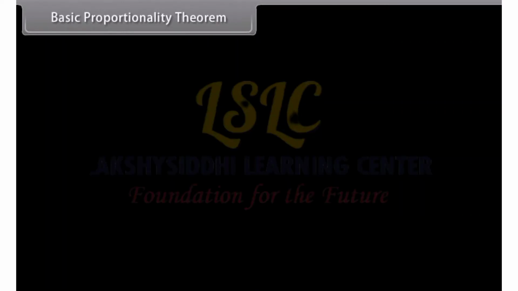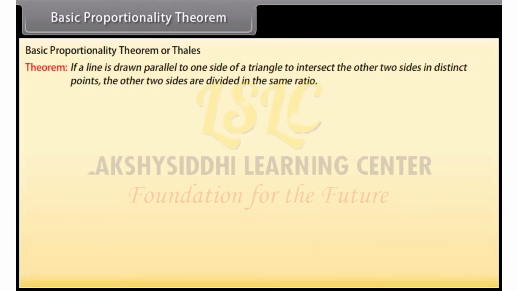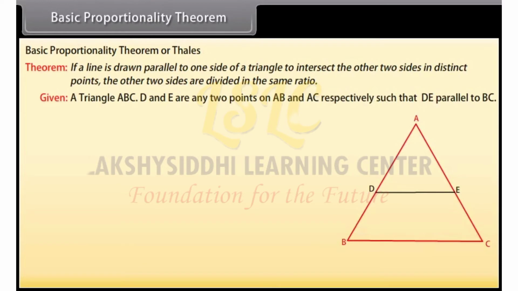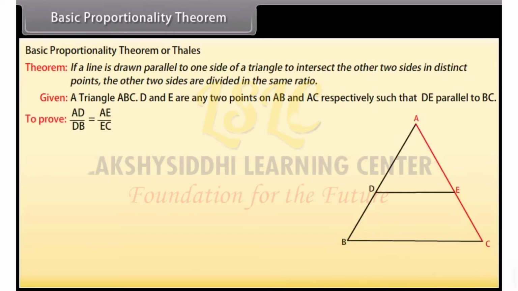Basic proportionality theorem, or Thales theorem. If a line is drawn parallel to one side of a triangle to intersect the other two sides in distinct points, the other two sides are divided in the same ratio. Given a triangle ABC, D and E are any two points on AB and AC respectively such that DE is parallel to BC. To prove AD upon DB equals AE upon EC.